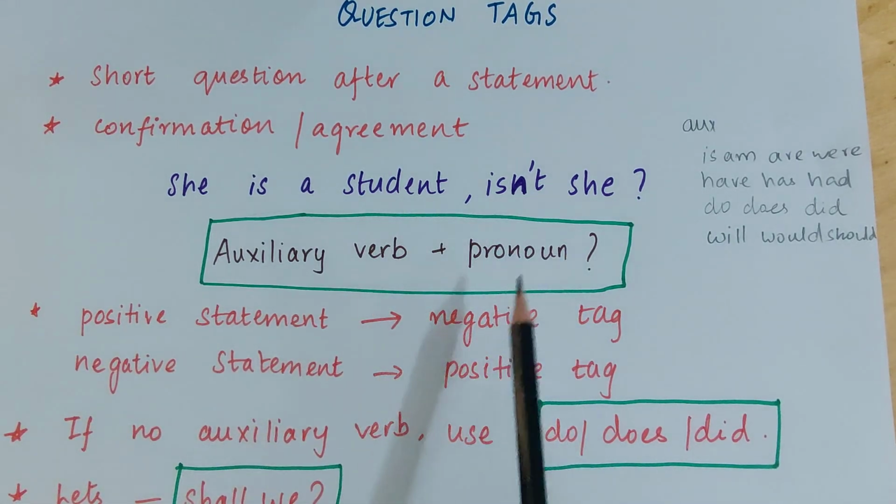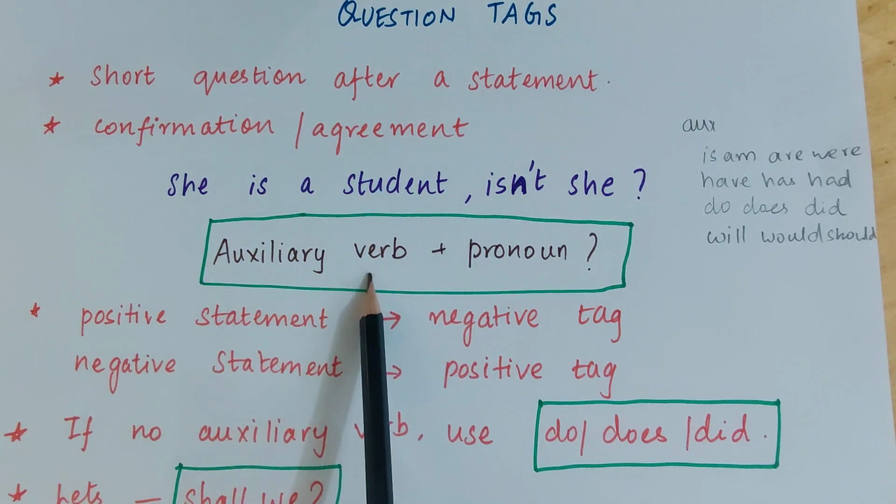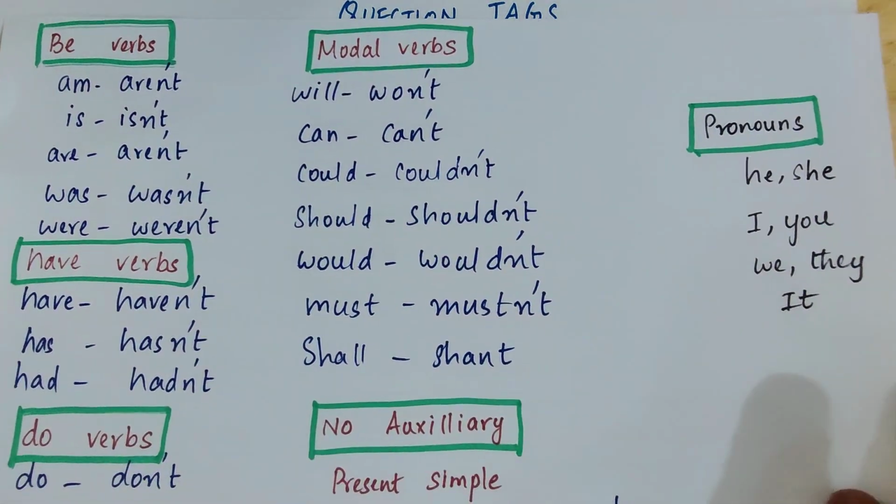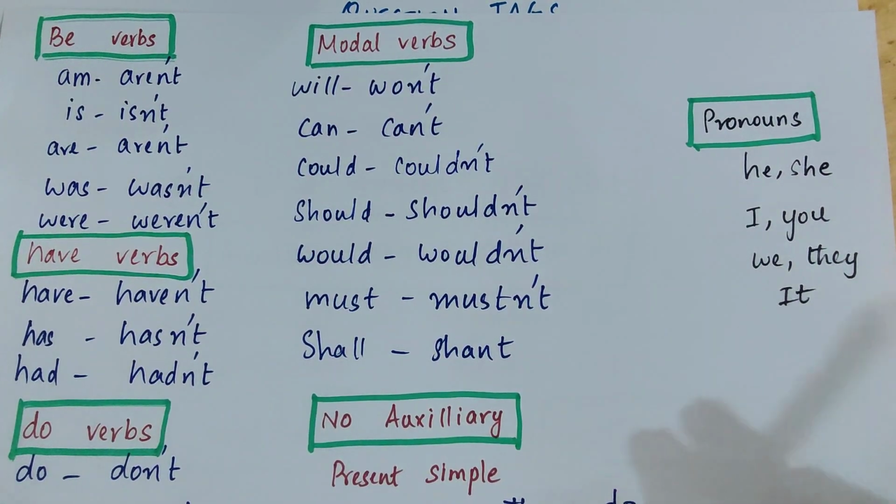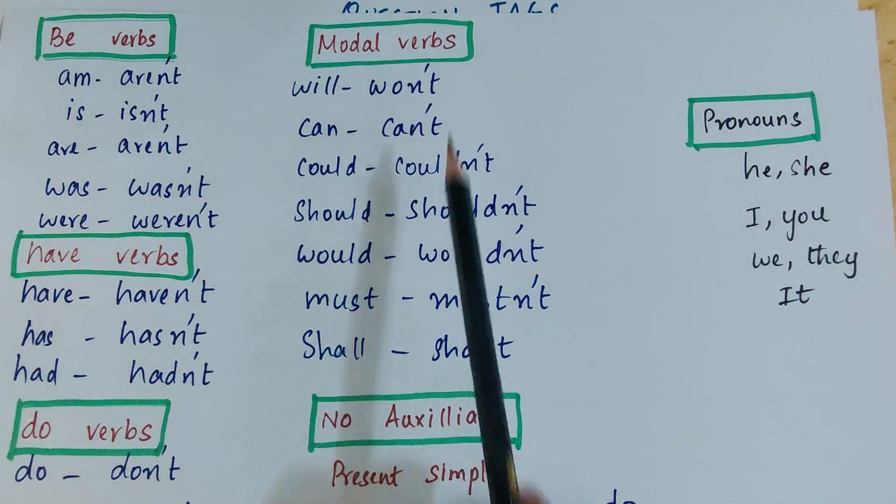So if it is a positive statement, we have to make it negative. How to make it negative? We have to change the auxiliary into negative. So we have contractions for the negative form of the auxiliary verb. Here we have a list of contractions. See, these are all the auxiliary verbs.